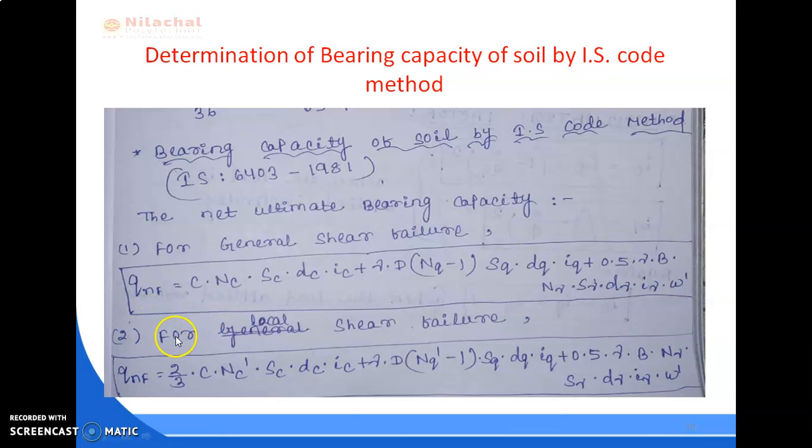And secondly, for local shear failure, QNF equals 2 by 3 C NC dash SC DC IC plus gamma D (NQ dash minus 1) SQ DQ IQ plus 0.5 gamma B N gamma dash S gamma D gamma I gamma W dash. So, these are the formulas you have to remember whenever a question asks you to calculate the bearing capacity of soil by the IS code method.